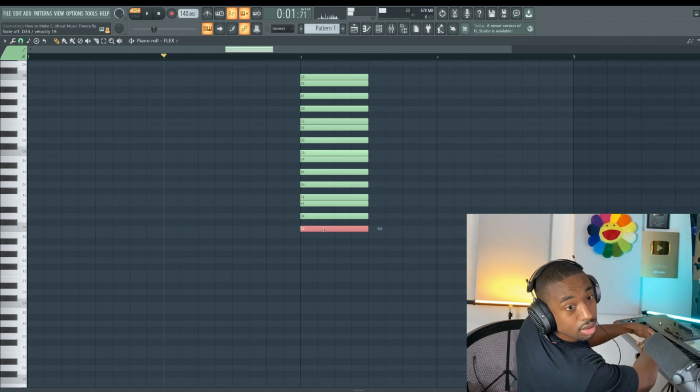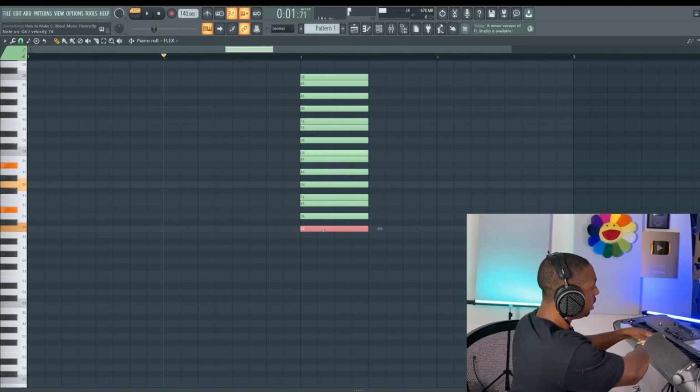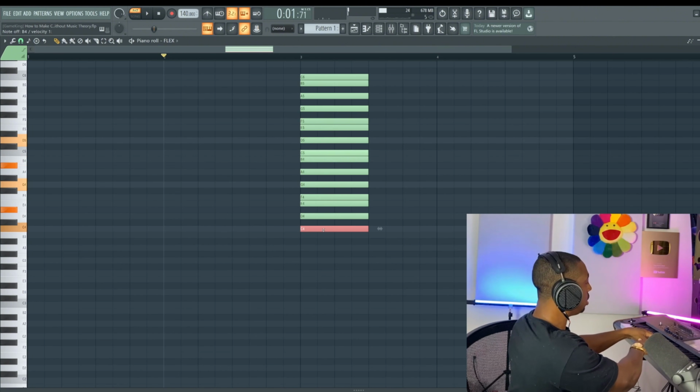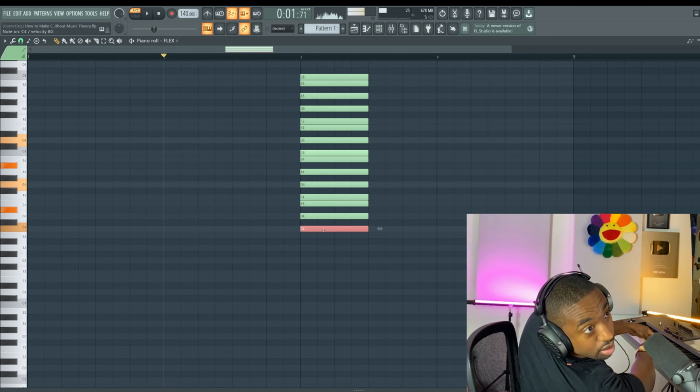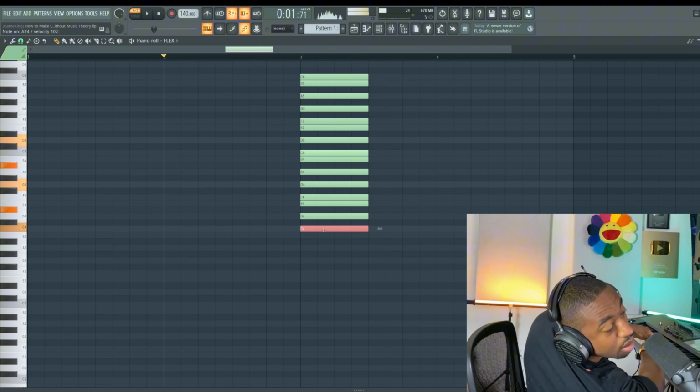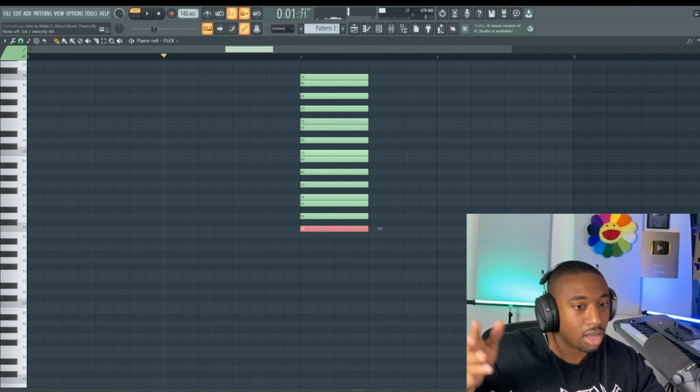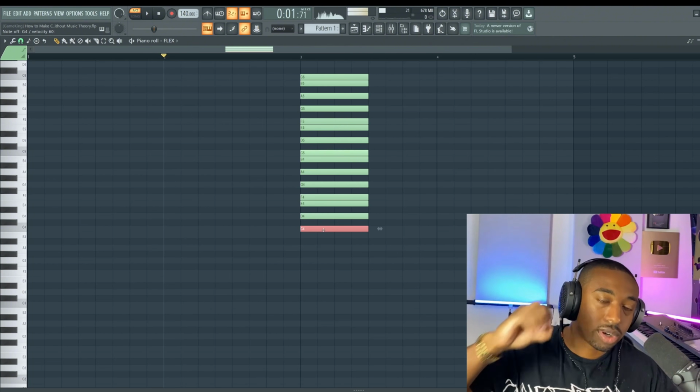8, 9, 10. It's a minor 7. 11, 12, 13, 14. And now I have a C minor ninth chord just like that. I didn't need to memorize the notes in a scale. I didn't need to figure out a bunch of stuff, and that gets straight to what a chord is.